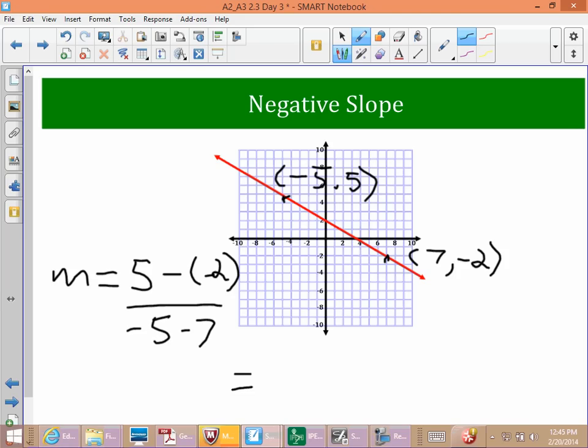I'll just bring this calculation down here so we don't run into the graph. 5 minus a negative 2 is 7. Negative 5 minus 7 is negative 12. Negative 7/12 is the final reduced answer, and once again, it's negative. You can clearly see that if your eyes are traveling from left to right in the graph, this is a downhill slope, or it is decreasing from left to right.